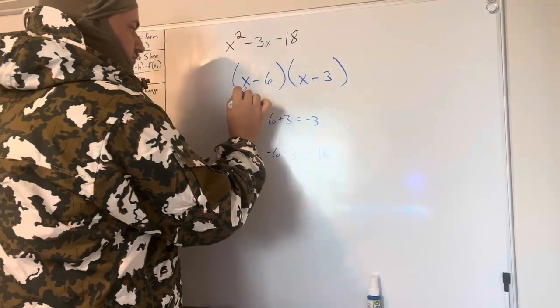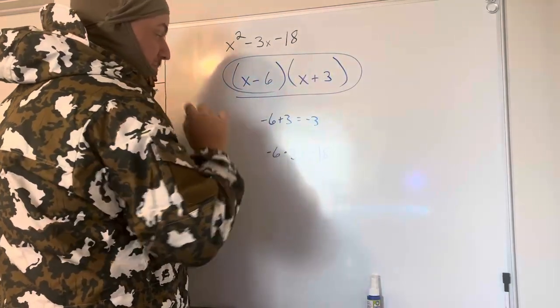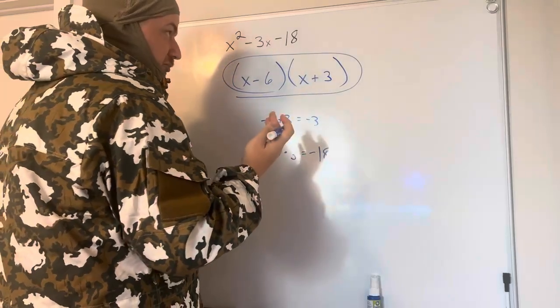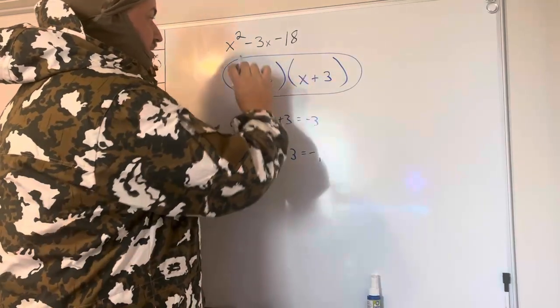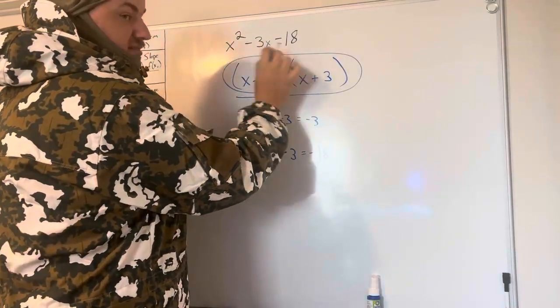So, your answer is going to be a pair of factors. And not an ordered pair, that's for graphs, but it'll be x minus 6, x plus 3. That is going to be your answer for any factoring problem that looks like this.